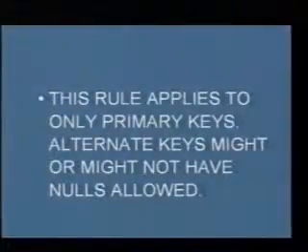This rule applies only to primary keys. Alternate keys might or might not have nulls allowed. If an alternate key allows nulls to enter, that alternate key we cannot use as a primary key. But if we use alternate keys and do not enter null values in the alternate keys, that alternate key can be used as a primary key in future.